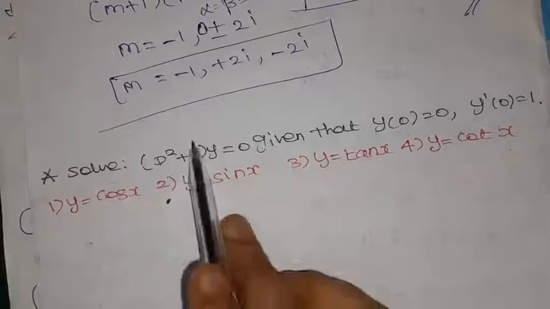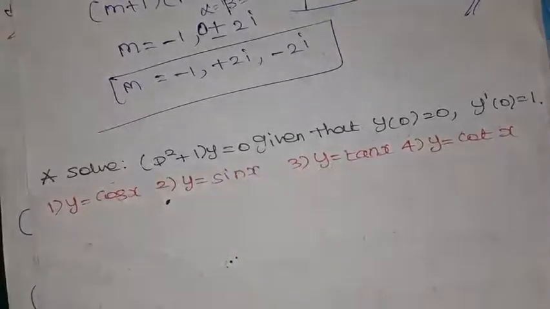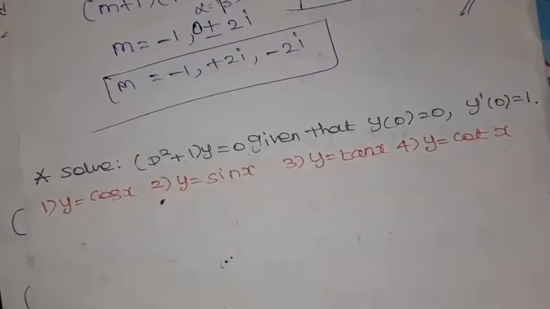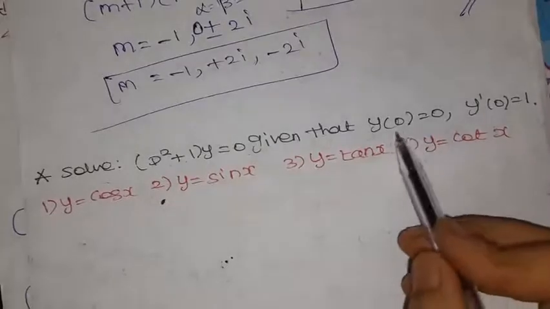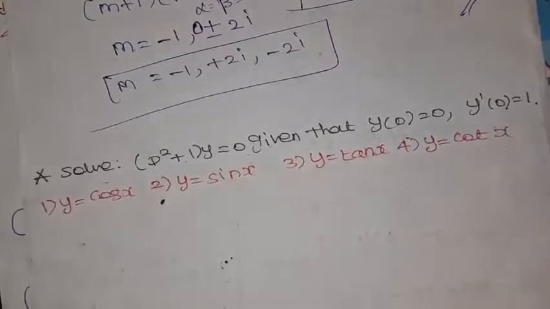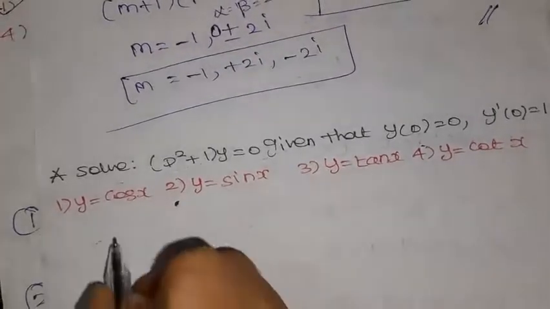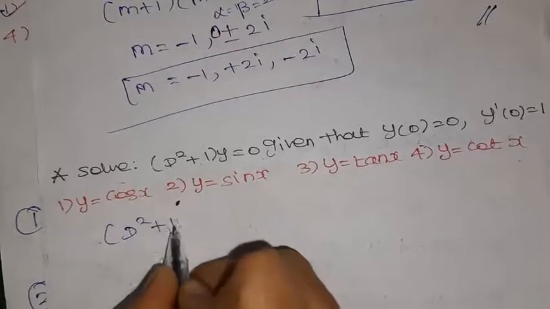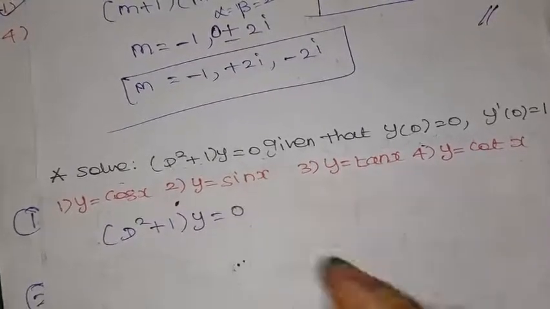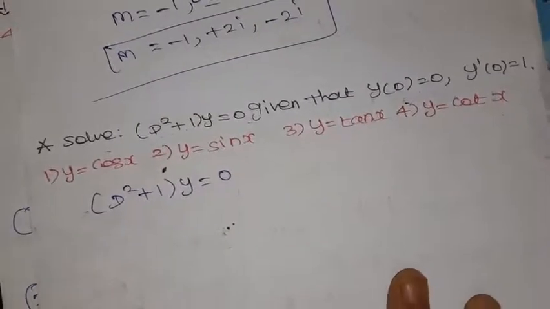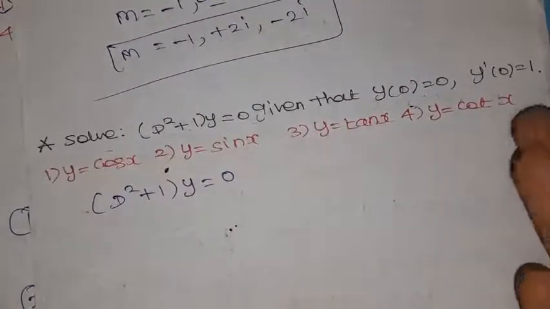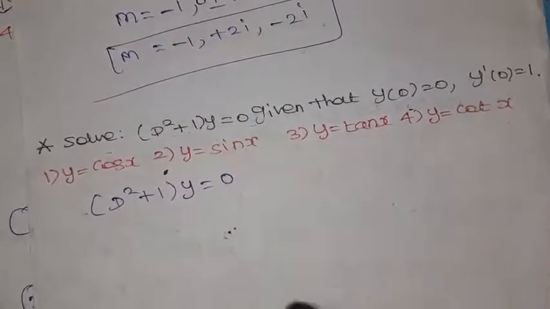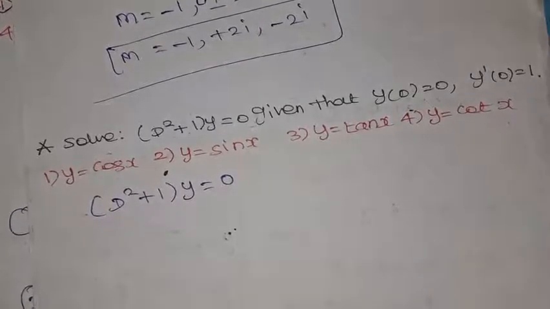Solve d square plus 1 into y equal to 0, given the initial conditions y of 0 equal to 0, y dash of 0 equal to 1. We'll see what is given. D squared plus 1 into y equal to 0. We should find the solution first, then by using these conditions we should find out the constants. We'll see how we can find out.